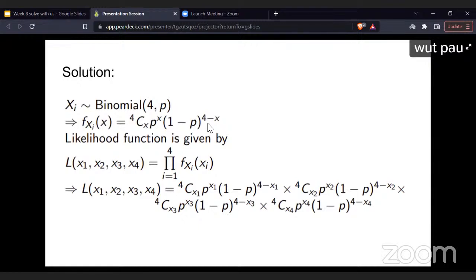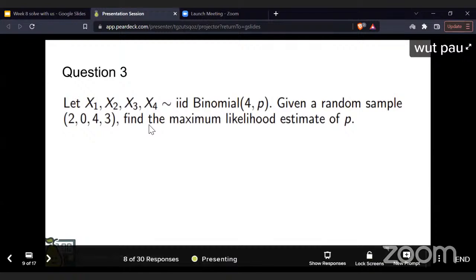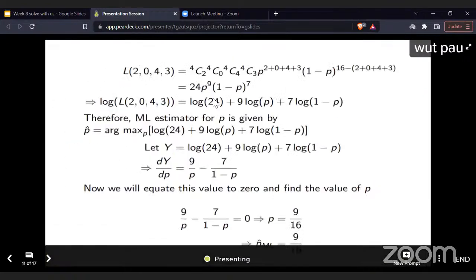So if you have a particular sampling, that is x1, x2, x3, x4, for that particular sampling you are getting 4 choose x1, p to the power x1, 1 minus p to the power 4 minus x1, and so on up to x4. After you find the likelihood function, we already had the sample 0, 2, 4, 3. We can directly substitute it, and we get the likelihood function to be 24 times p to the power 9, 1 minus p to the power 7. This is the likelihood function that we got for the sample 0, 2, 4, 3.